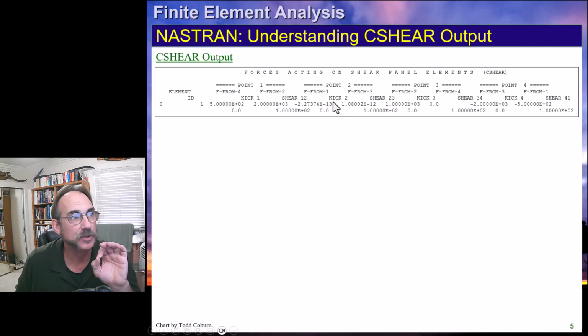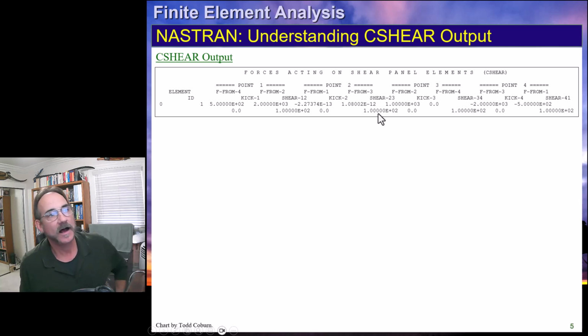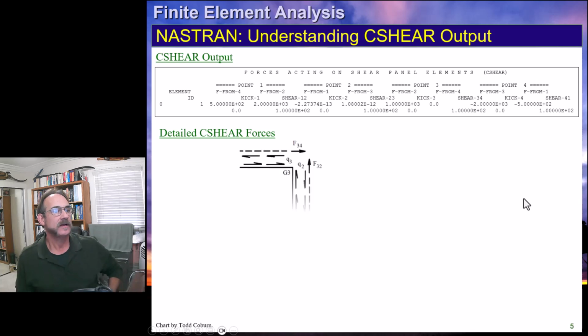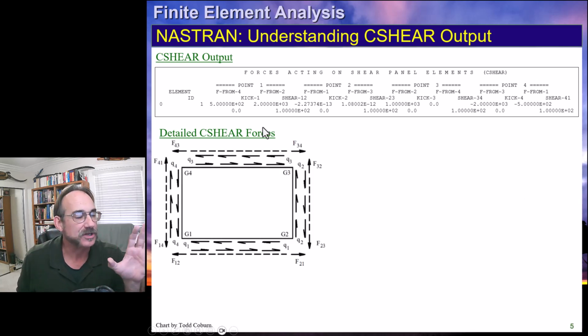Now at node 2, we have 0 coming from 1. We have 0 coming from 3, and we have a shear flow of 100 pounds per inch, and so on, okay? This is how you map those. So let's just take a look at mapping all these values.